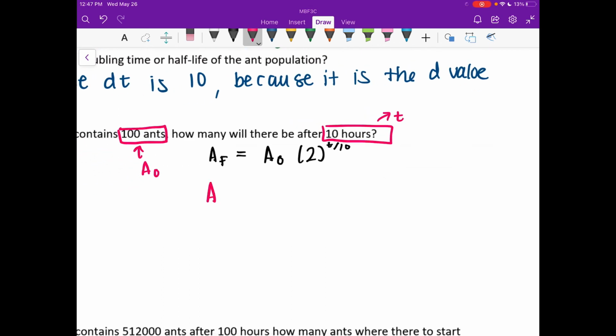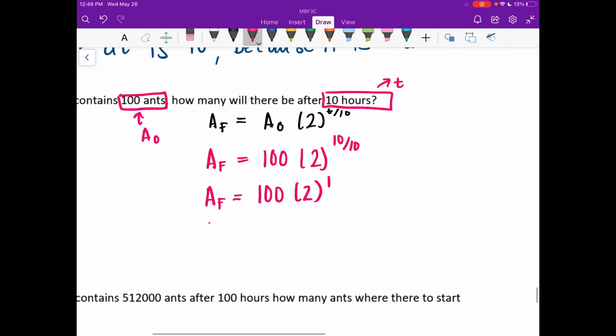So I have AF is equal to 100 ants to start with, times 2 to the power of T, which is going to be 10 hours, over 10. So AF is equal to 100 times 2 to the power of 10 divided by 10, which is just 1. So it's 2 to the power of 1, right? We're going to do our exponent now. 2 to the power of 1 is just 2. So our formula is going to give me 200. That means that after 10 hours, I'm going to have 200 ants.